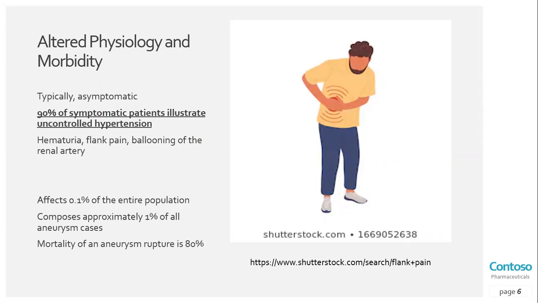Again, as I said, those with RAA are typically asymptomatic, although those with symptoms, 90% of them will illustrate uncontrollable hypertension. That may also be marked with hematuria, unexplained flank pain, and of course, ballooning of the renal artery. Renal artery aneurysms are a fairly rare disorder and have an incidence rate of around 1% of all recorded aneurysm cases. Ultimately, RAA affects only 0.1% of the entire population. However, those with RAA that suffer life-threatening hemorrhagic rupture have a suspected 80% chance of mortality. So frequent interval monitoring is recommended.